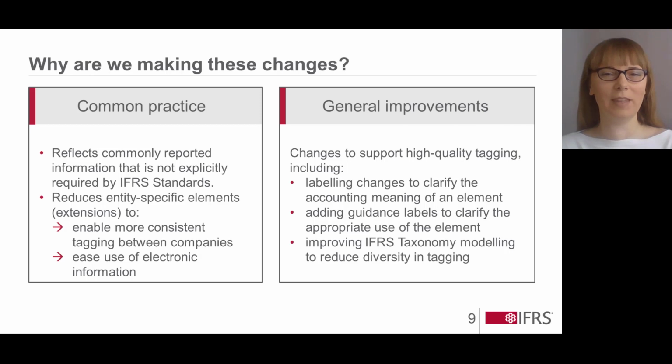As we discussed before, the IFRS taxonomy reflects the presentation and disclosure requirements in IFRS standards. However, companies often provide information that is not specifically required by the IFRS standards. For example, they may disclose additional disaggregation of information required by standards. We add IFRS taxonomy elements for such commonly disclosed information, so entities do not need to create their own elements, which are called extensions. It makes the electronic information easier to use, because it makes tagging more consistent.